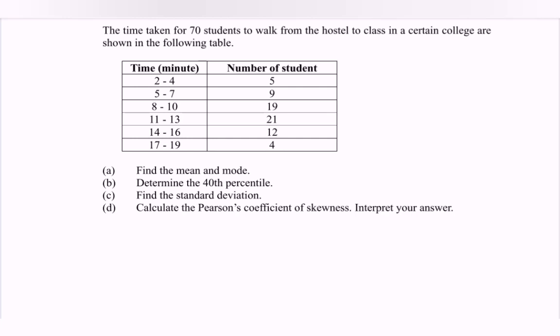Hello everyone, in this video I'm going to discuss the example for descriptive statistics for grouped data. The time taken for the 70 students to walk from the hostels to the class in a certain college is shown in the following table.